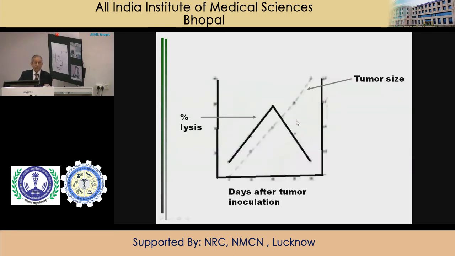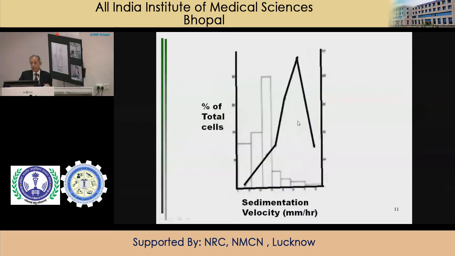What is the reason for that? If you take these lymphocytes, this is the sedimentation velocity, and this is the most predominant population, but at the same time this line represents the activity. The activity is very low here. The maximum cancer-lytic activity is from this population, which is only a very small percentage of the total. Therefore, you can identify it separately.